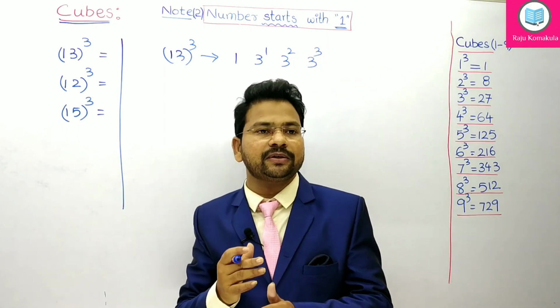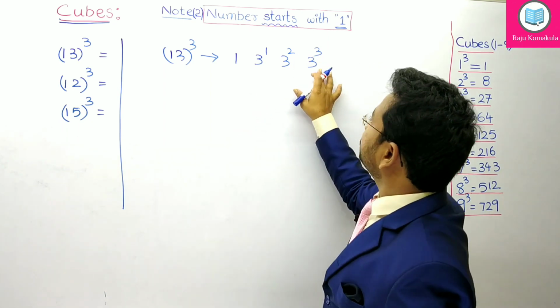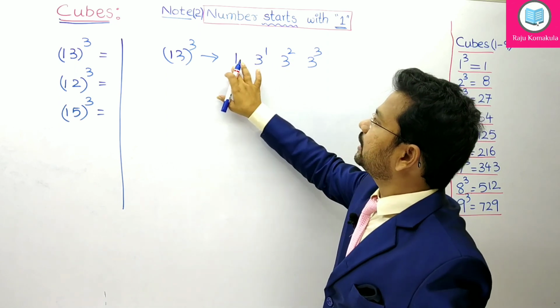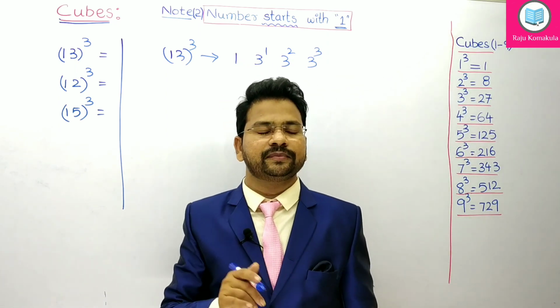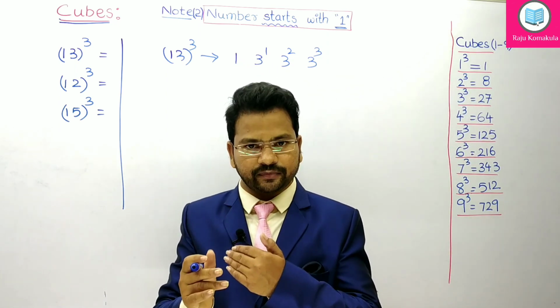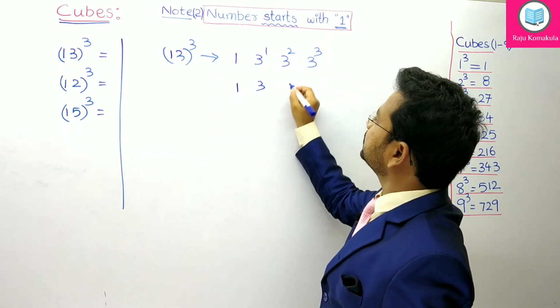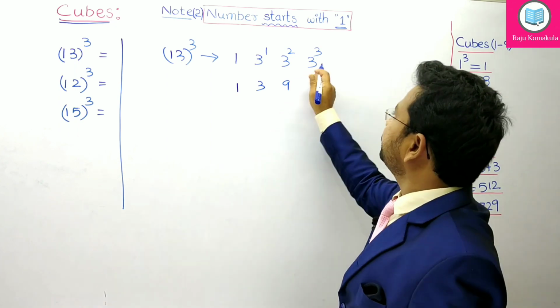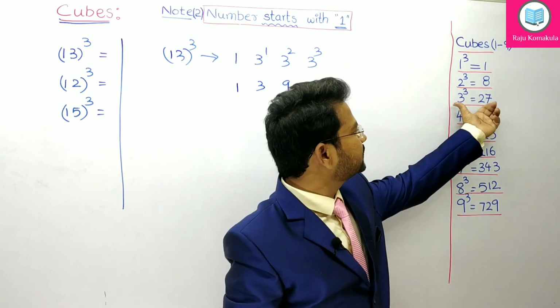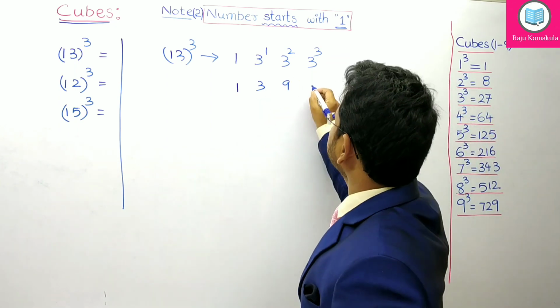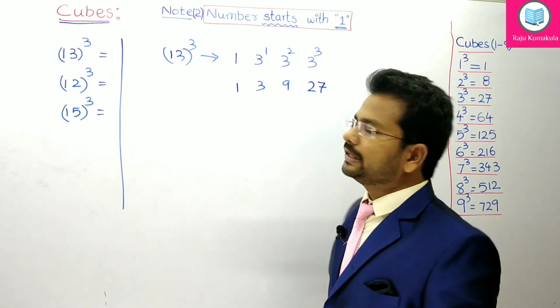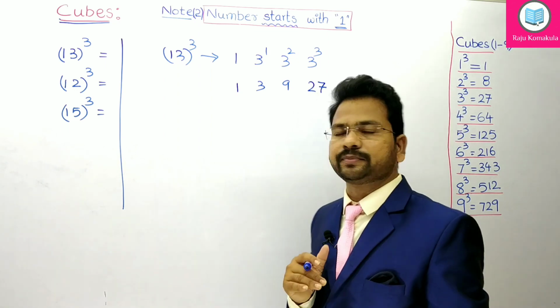But in the previous method, what did we do? 3 cube, 3 square, 3 power 1, and last you wrote 1 only. I am just reversing the first method. Have you understood? Right. 1, this is 3 only, 3 square is 9, 3 power 3, the cube of 3, is 27. And the remaining steps are the same as in the previous method.